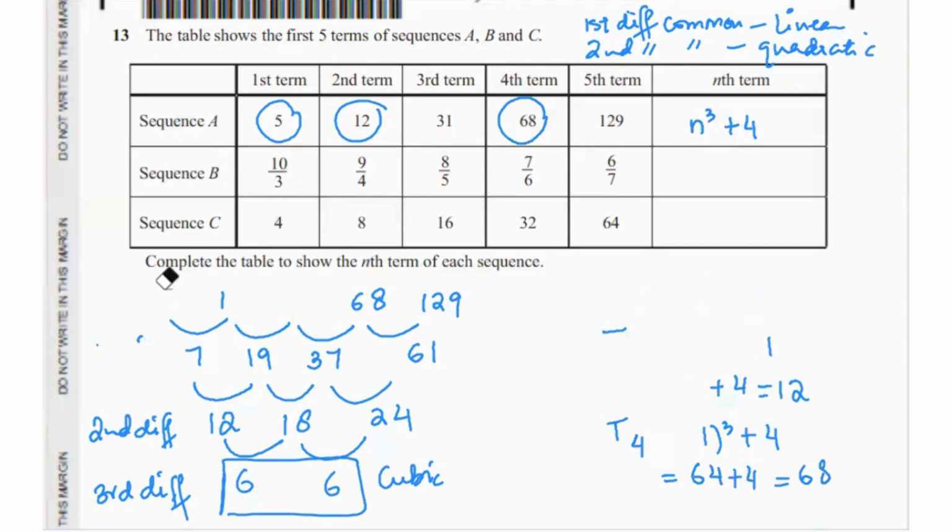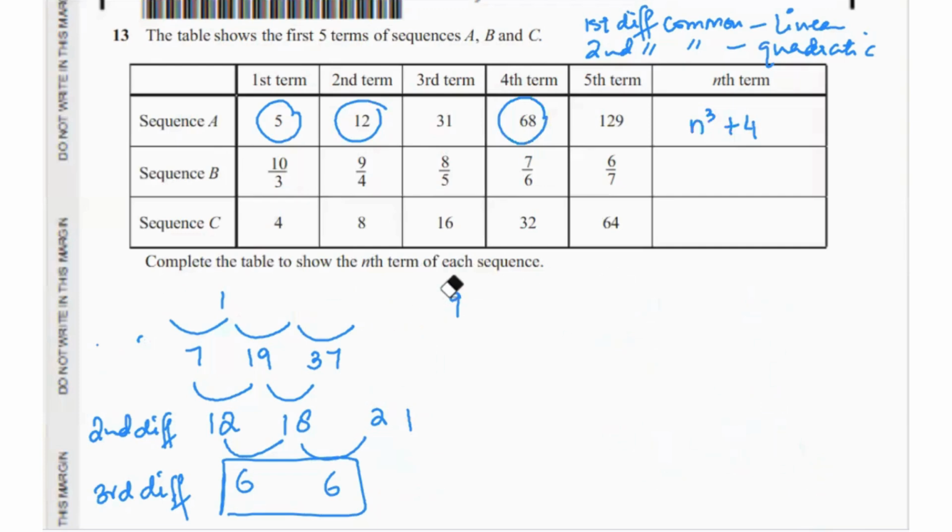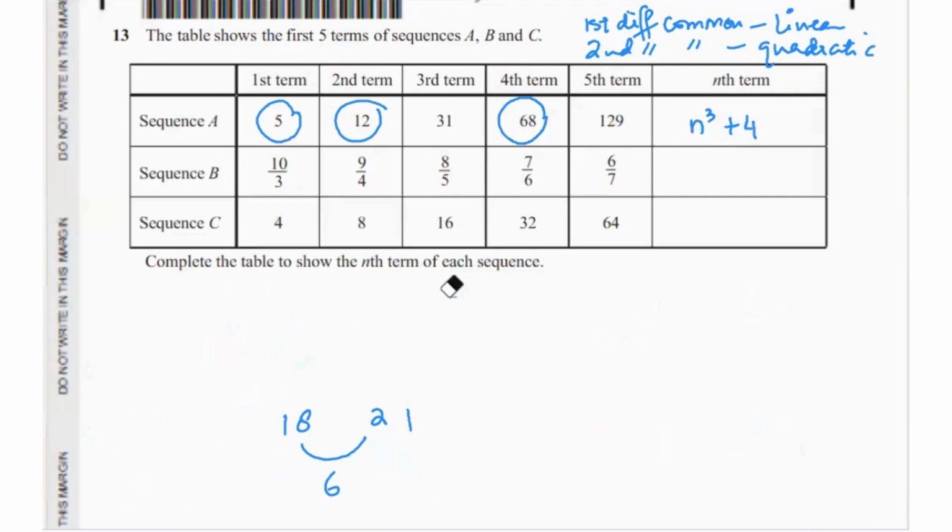Now moving on to the second sequence. In the second sequence, they've given us fractions, and it says that the first term is 10 over 3, then it's 9 over 4, 8 over 5, 7 over 6, 6 over 7, and so on. So if you look at the numerators, we can see that it's 1 less than the previous term. We subtract 1 from 10, so that gives us 9, then subtract 1 from 9, that gives us 8, and so on. Whereas in the denominator, the trend is opposite.